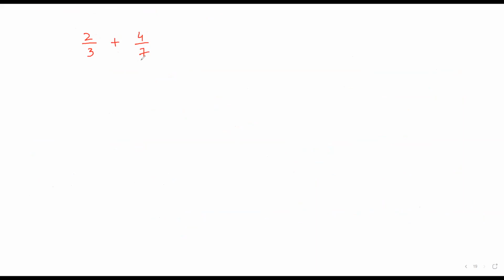So first thing is we take the LCM of 3 and 7. Do you know how to take LCM? Yes, ma'am. Okay. So 3 and 7 are both prime numbers. So 3 into 1 and 7 into 1, 1. So ultimately 3 into 7, 21. 21 is my LCM.